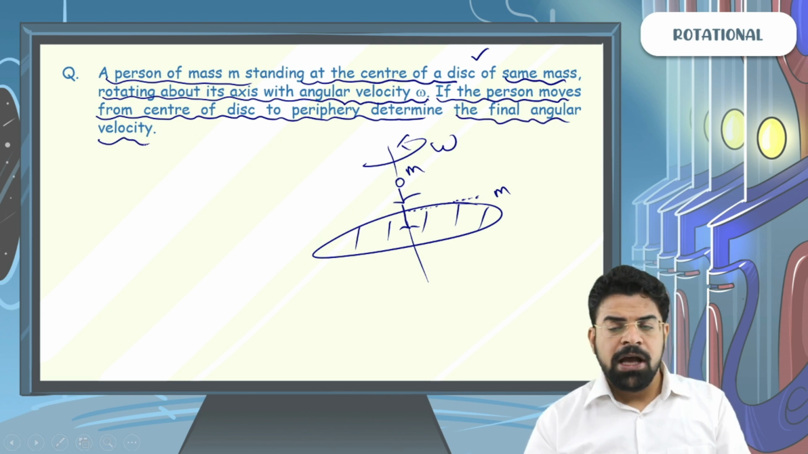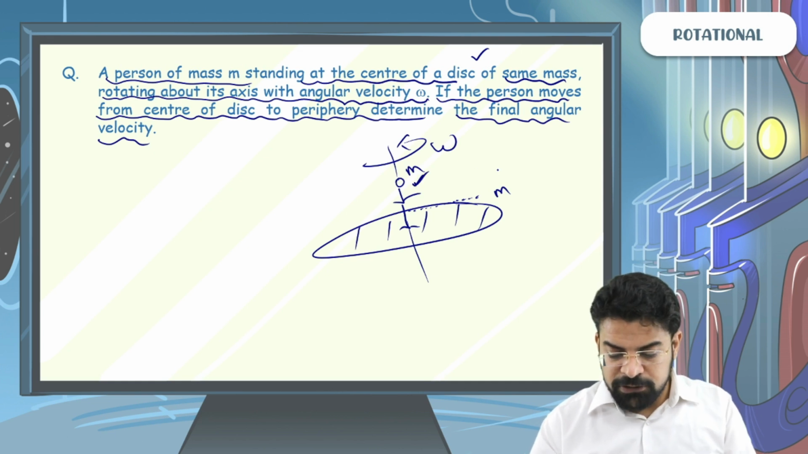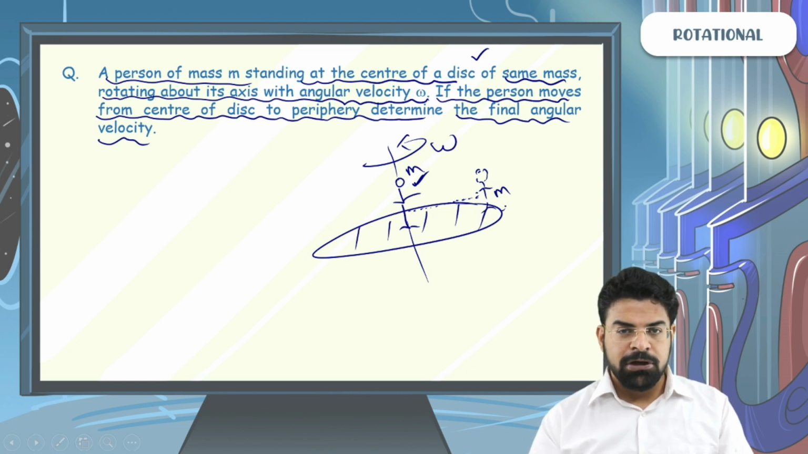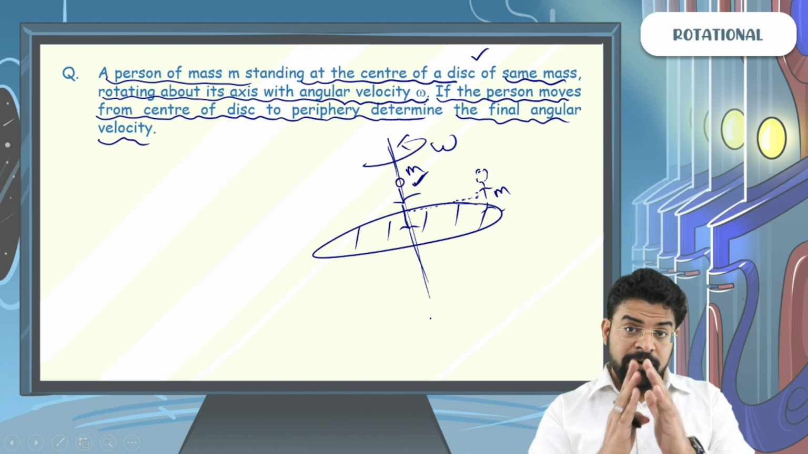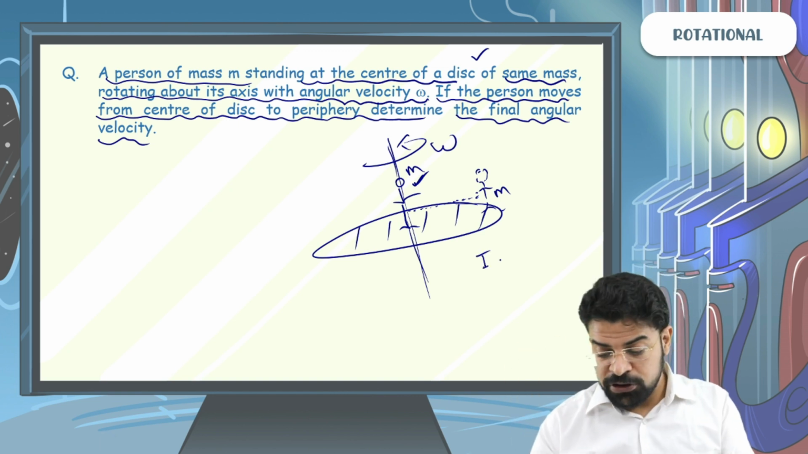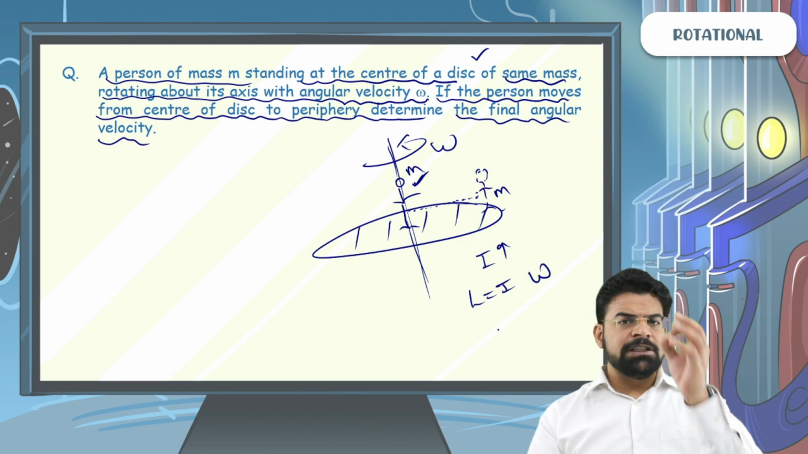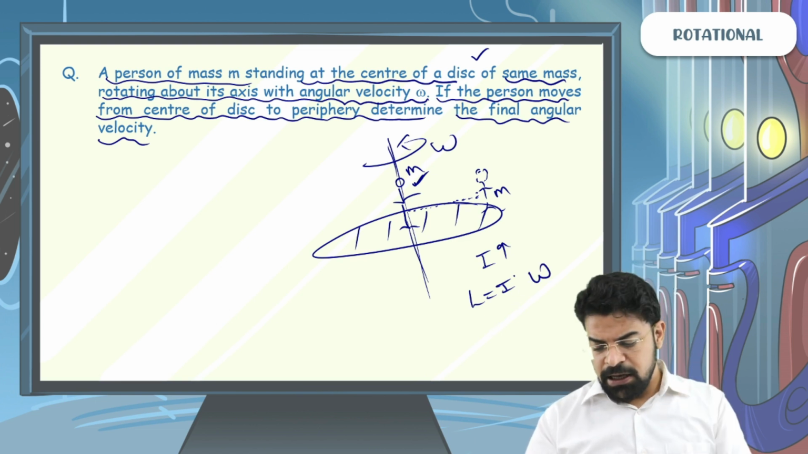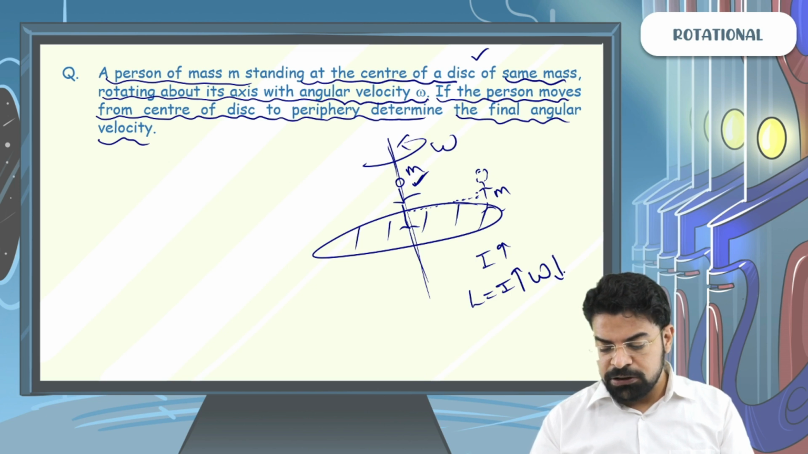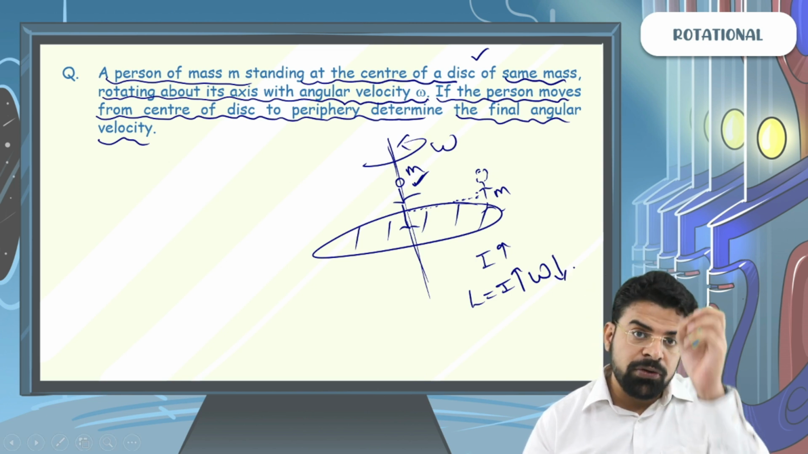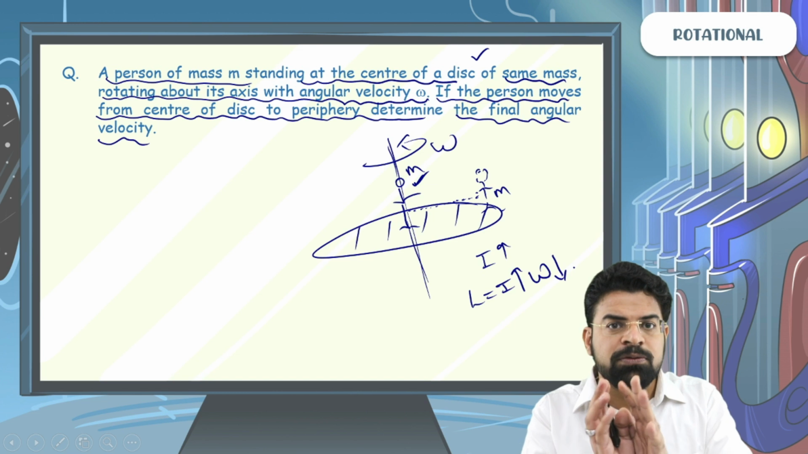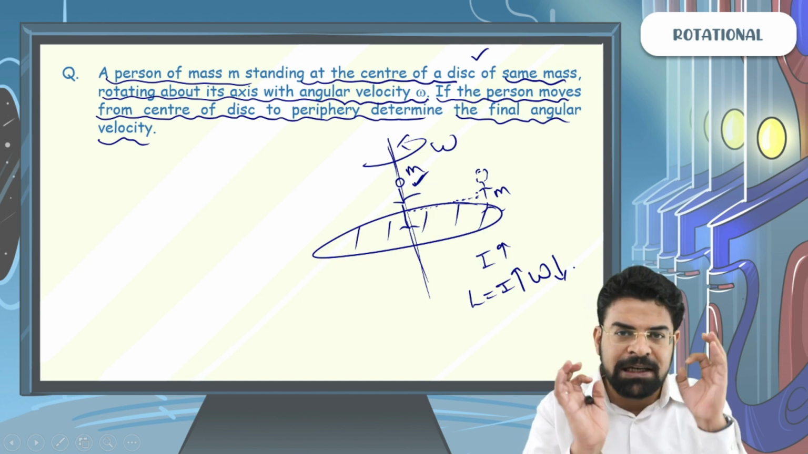First thing first, as the person moves from the center of the disk to the periphery of the disk, what will happen to the moment of inertia of the system? Sir, since the mass is moving away from the axis, the moment of inertia will increase. So from L equals I omega, I can say with 100% guarantee, as the moment of inertia is going to increase, omega, the angular velocity, is going to decrease. This is sure. Now how much will be the value? It's not rocket science, it is easy to calculate.